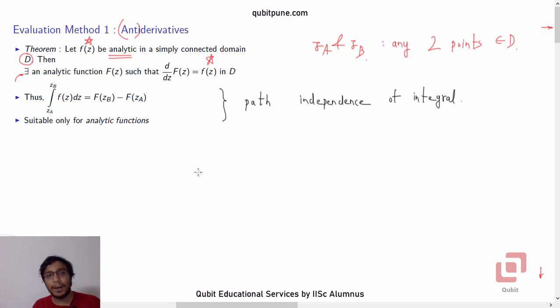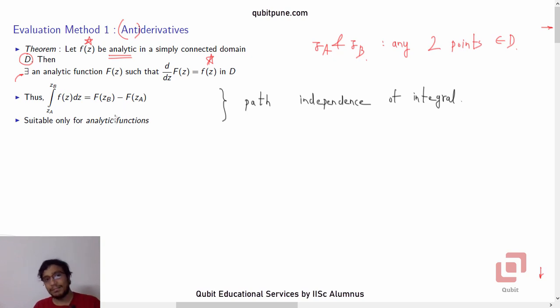Meaning, no matter what path you take from za to zb, you will always get the same value of the definite integral, but there are two requirements. First, f of z should be analytic, and second, the domain that we are considering should be a simply connected domain. Okay, so let us see an example of an analytic function.